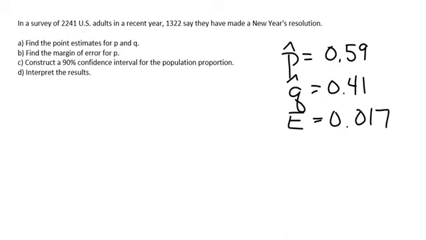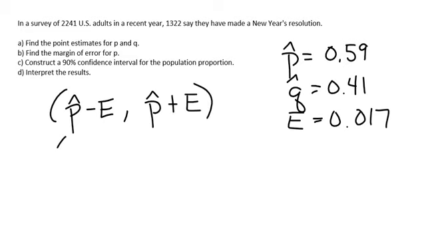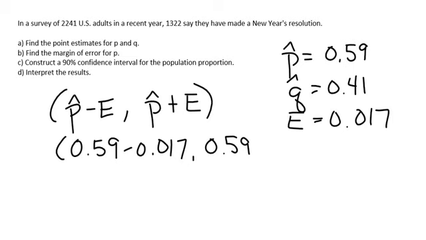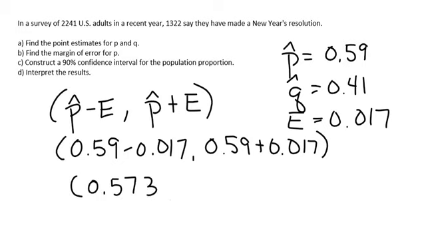Now that we have our margin of error, we can construct our 90% confidence interval in part C. To find the confidence interval, take P hat and subtract your margin of error, then take P hat and add your margin of error. So we have 0.59 minus 0.017 and 0.59 plus 0.017. This is going to give me 0.573 and 0.607.